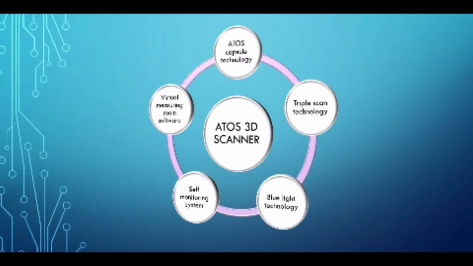Self-monitoring system. During operation, the sensor detects and compensates for changes in the ambient environment. To ensure the quality of the measurement data, the sensor software continually monitors the calibration state, transformation accuracy, environmental change and part motion. And lastly is the virtual measuring room software.